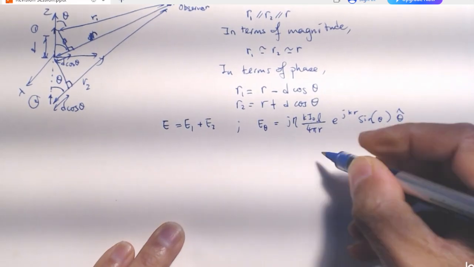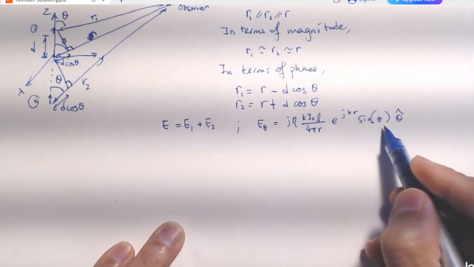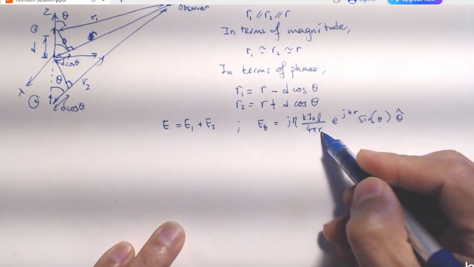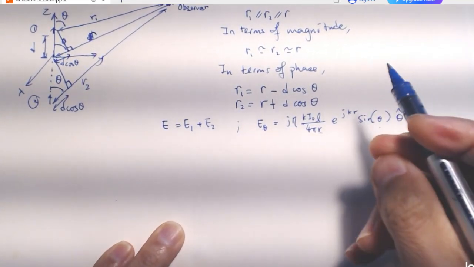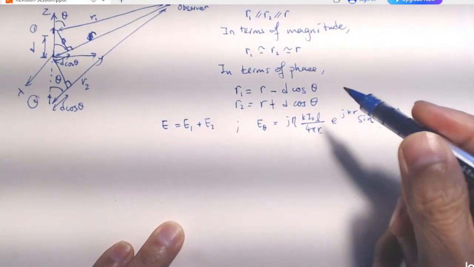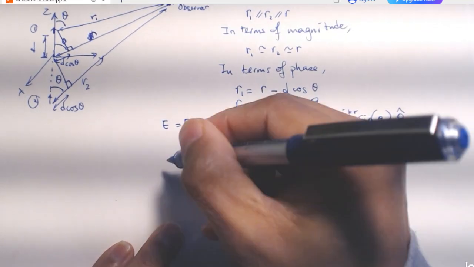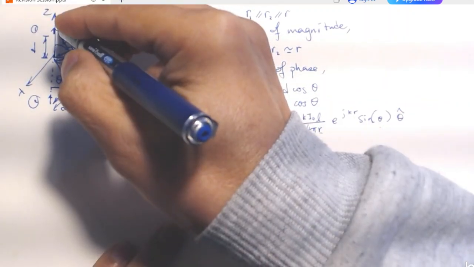So this is the formula that we are going to use. At different distances, the far field electric field will be different. So in this case, what we are going to do is to work out the electric field contribution from each of the antenna individually.